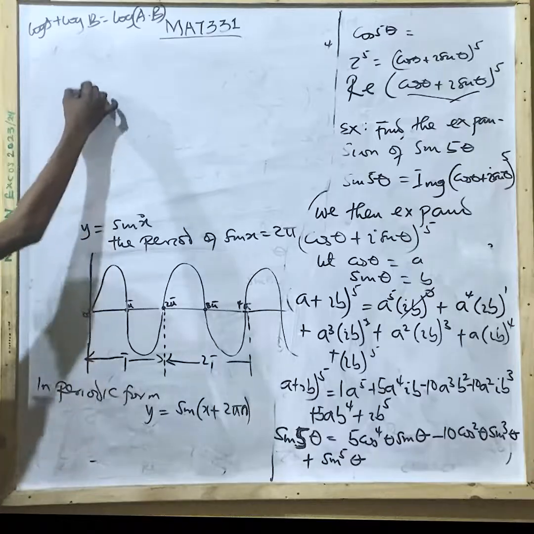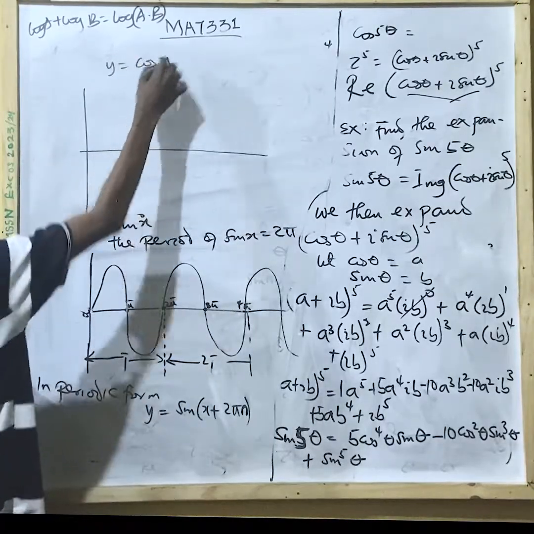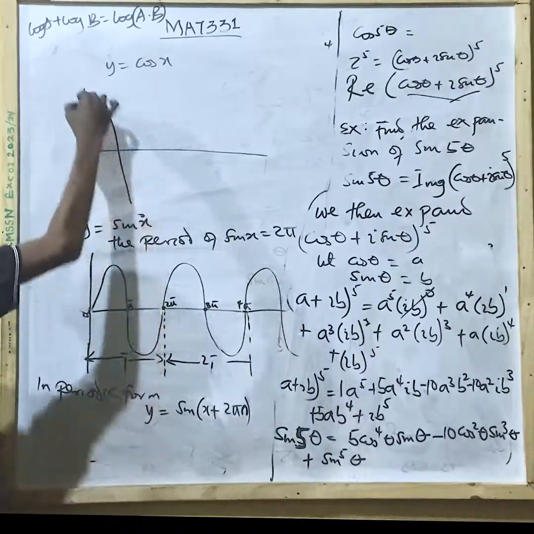So the same thing goes for cos x. If I have y equals to cos x, for example, that one starts from here. The graph of cos x starts from 1.